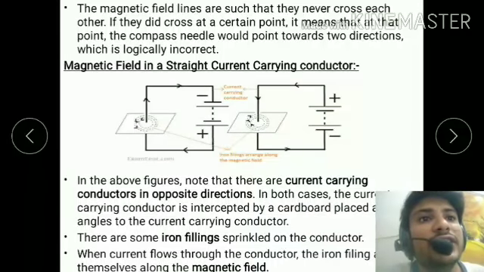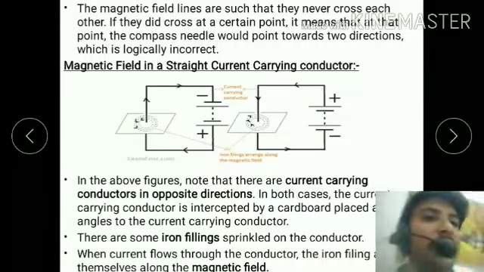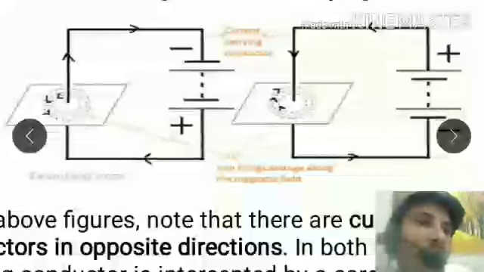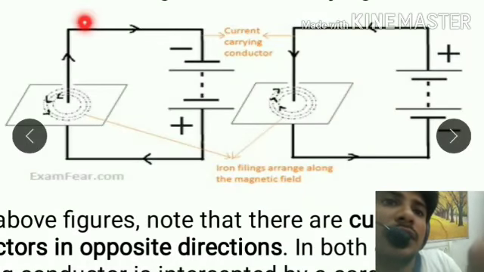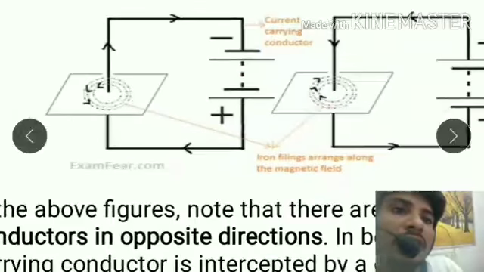Now, the magnetic field in a straight current carrying conductor. You can look at the diagram. That is a straight current carrying conductor, and this is the magnetic field.